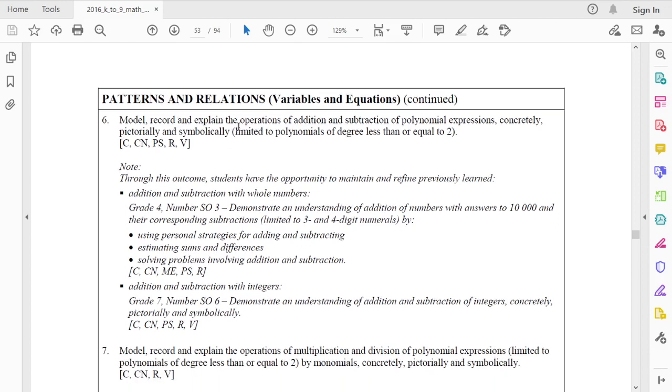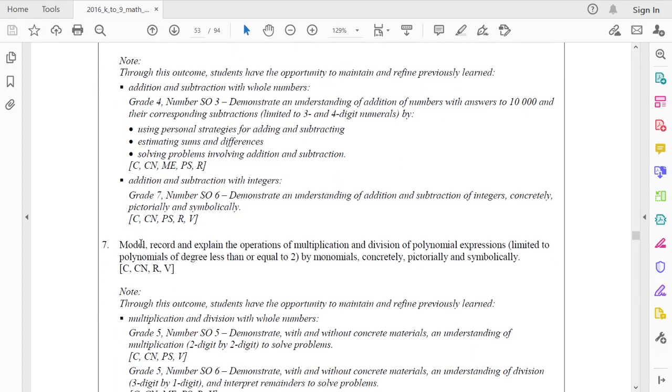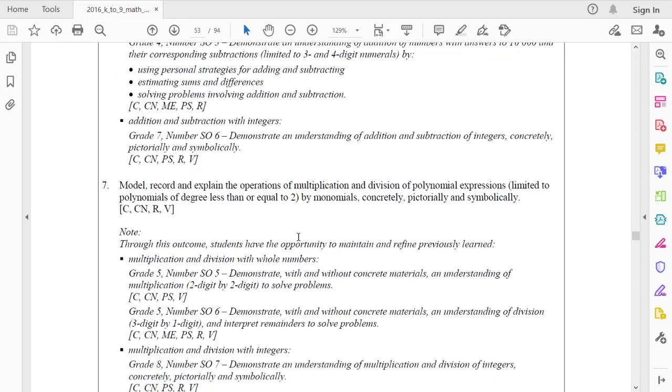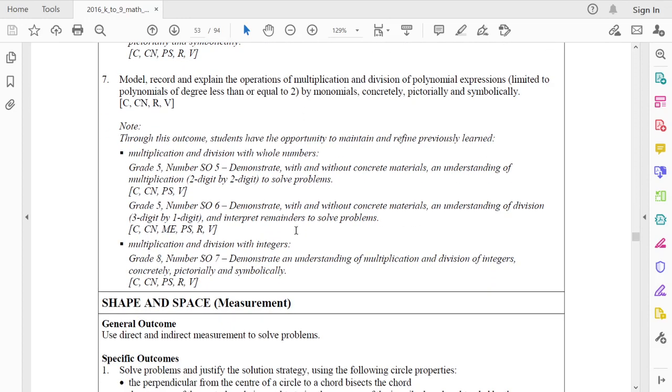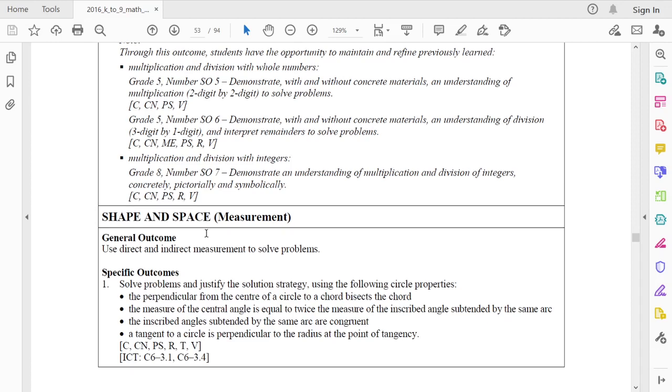We will model, record, and explain the operations of addition and subtraction of polynomial expressions, concretely, pictorially, or symbolically, again, degree 2 and lower, as well as do the same modeling, but with multiplication and division rather than addition and subtraction of degree 2 and lower. Now, the shape and space outcomes are the ones that I intend to begin with. So these will be the first ones on the playlist.